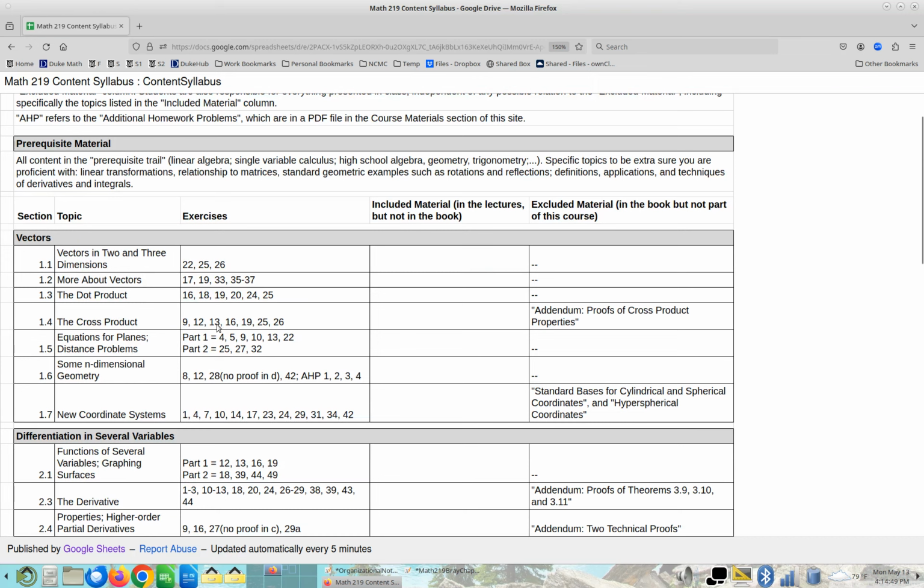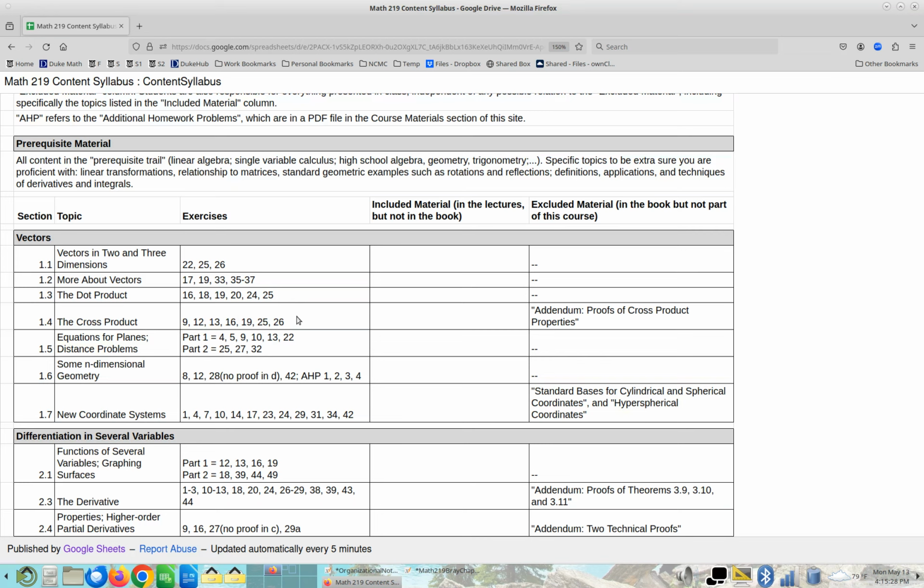You're also going to notice there's a list of exercises in this column. When we finish, for example, section 1.4 on the cross product, at that time I will assign the homework exercises for that section, and you don't do all of them that are in the book. That would be too much. But the ones enumerated here, the ones listed on the content syllabus for that given section, these are the exercises that are assigned. We'll talk more about how that logistically works soon.